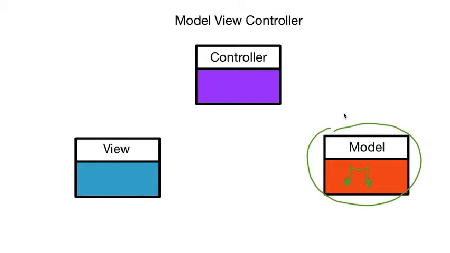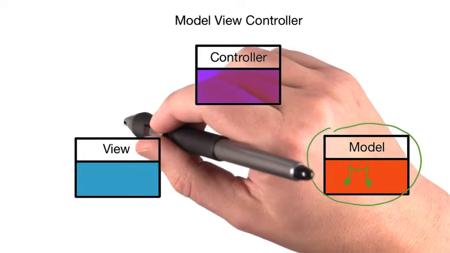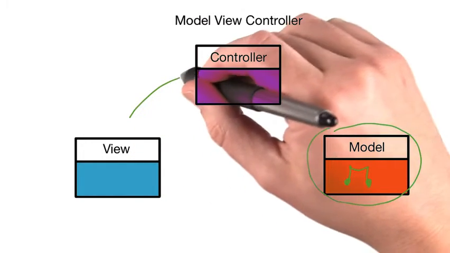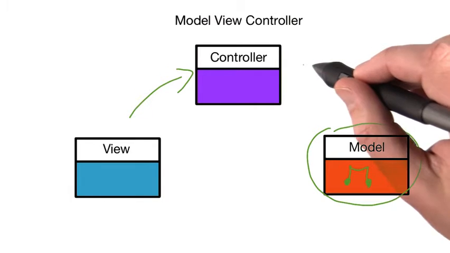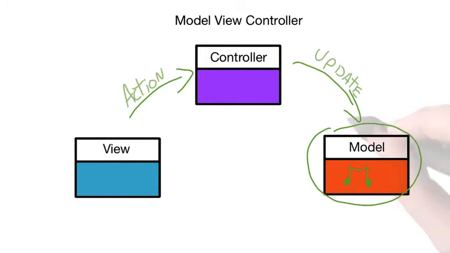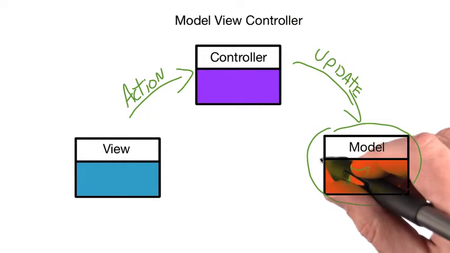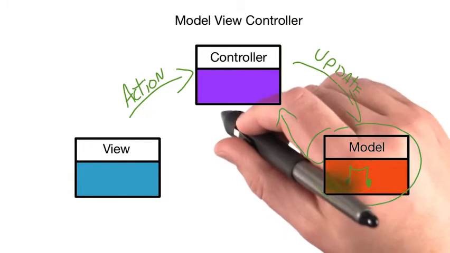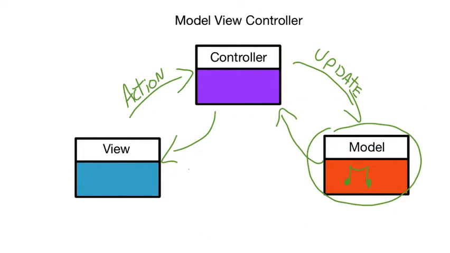In between them, and in charge of providing the view with data, and the model with any actions from the view, is the controller. When a user action happens on the view, the controller is notified. If needed, it updates the model. When the model is changed by some external event, it notifies the controller, which can update the view if needed.